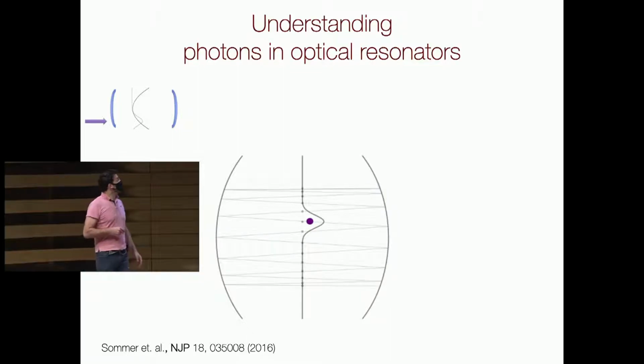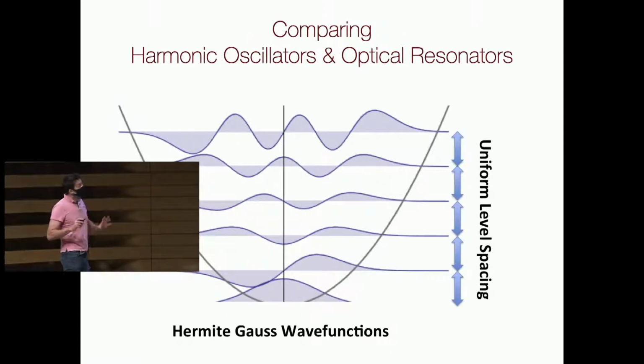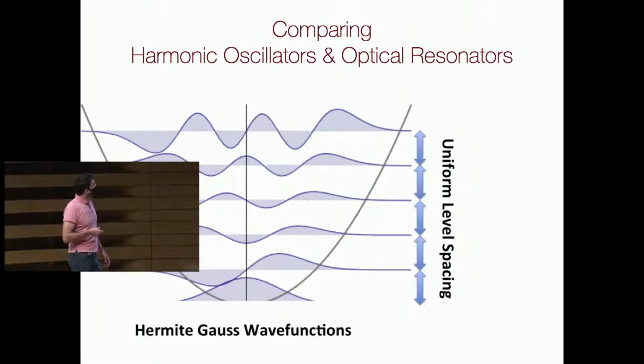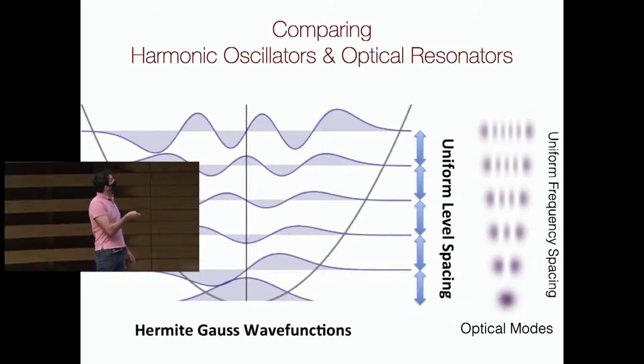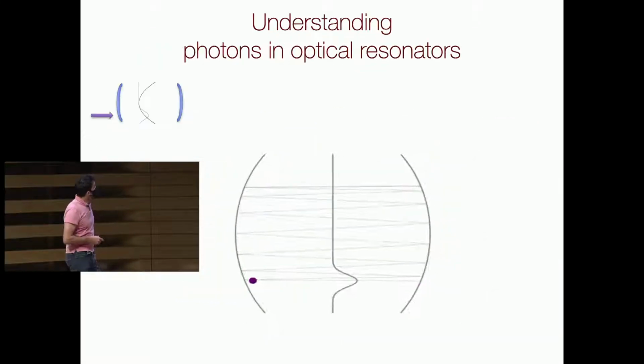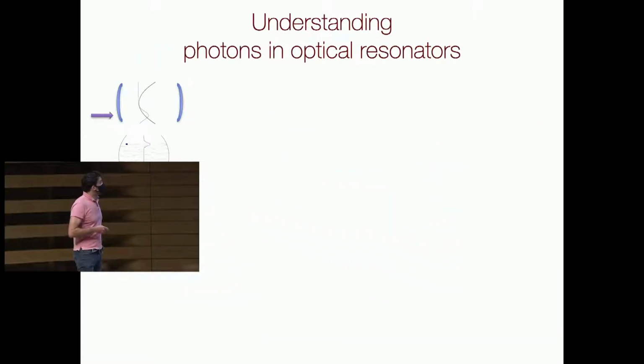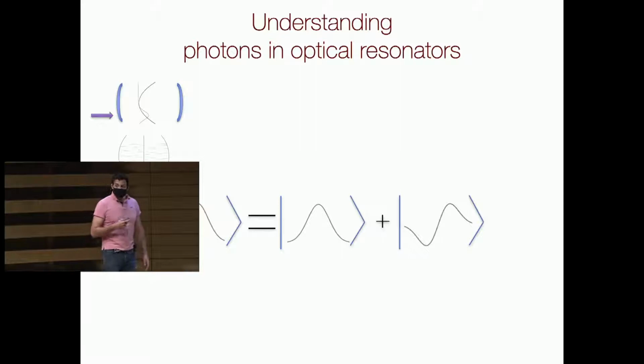And lest you worry that this is hand-wavy, let me point out that the eigenstates of a quantum harmonic oscillator are Hermite-Gauss in space. And if you've ever computed the modes of a laser resonator, just a Fabry-Perot cavity, in fact, those are also Hermite-Gauss in space and uniformly spaced in energy, just like the harmonic oscillator eigenstates. So there's a nice formal mapping between these two, and so you can understand this quite formally.